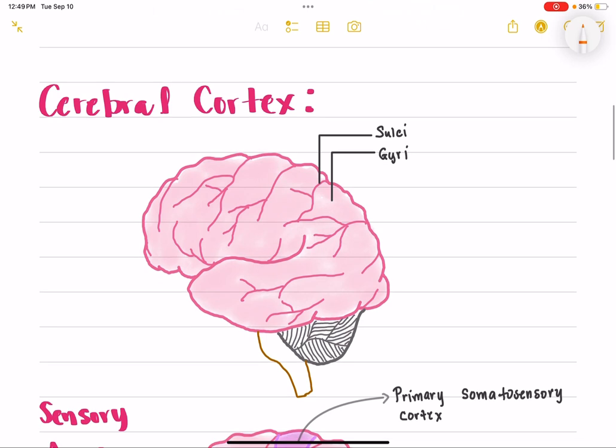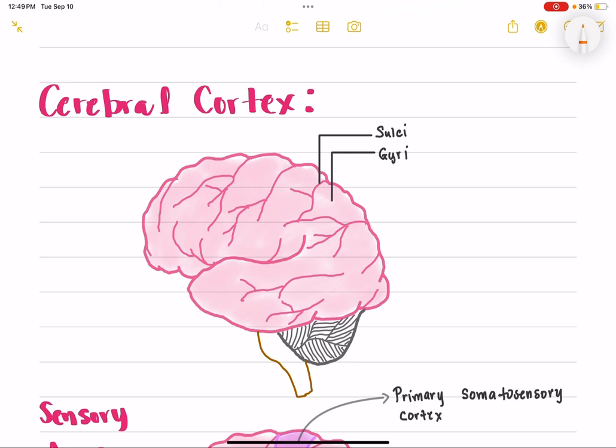Now, the cerebral cortex. The cerebral cortex is the outermost layer of the brain, primarily made up of gray matter.